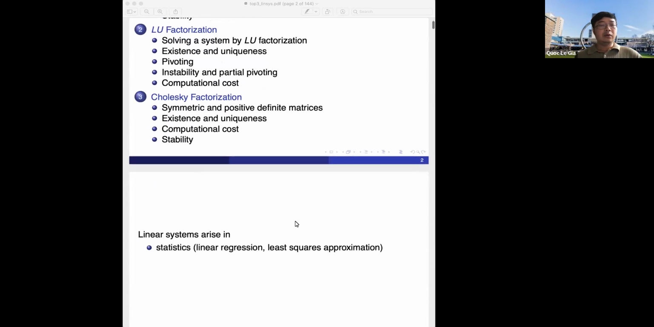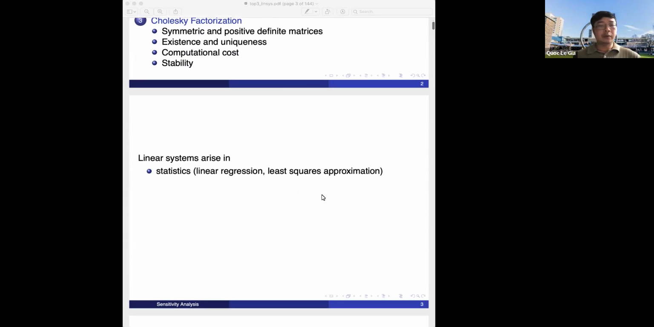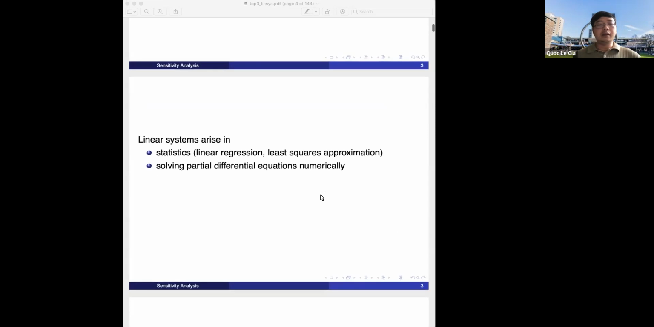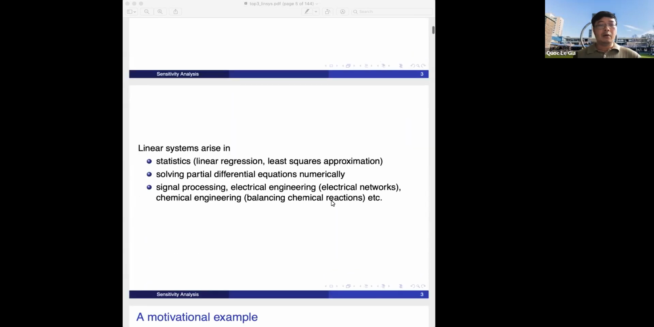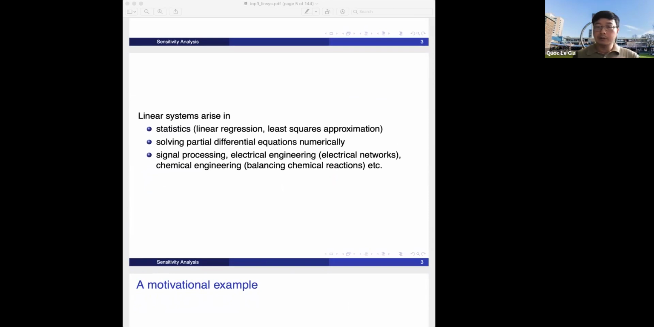Okay, so now linear systems, you will see them everywhere. In statistics, in linear regression, least squares approximation. We will do a little bit of least squares approximation in the next topic. And then in year 3, year 4, if you do applied math, you might use linear systems when solving partial differential equations by numerical methods, or in signal processing if you're doing electrical engineering.